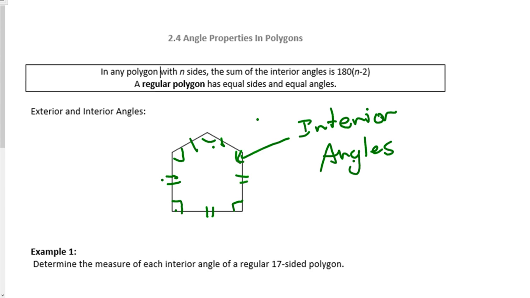Now, what I'm going to do here is erase all my scratch marks, and I'm going to show the exterior angles. The exterior angles are the angles that are formed on the outside of the polygon by extending one of the lines, like this or like that. And by doing that, we have these angles here.